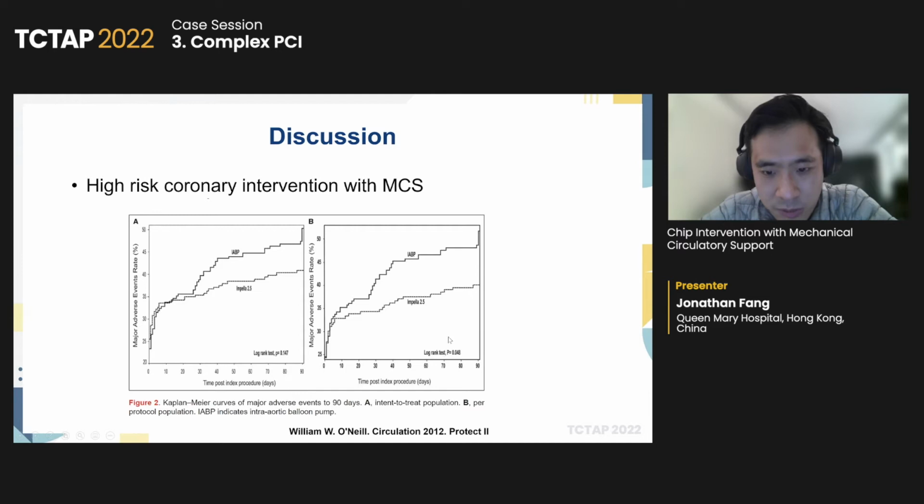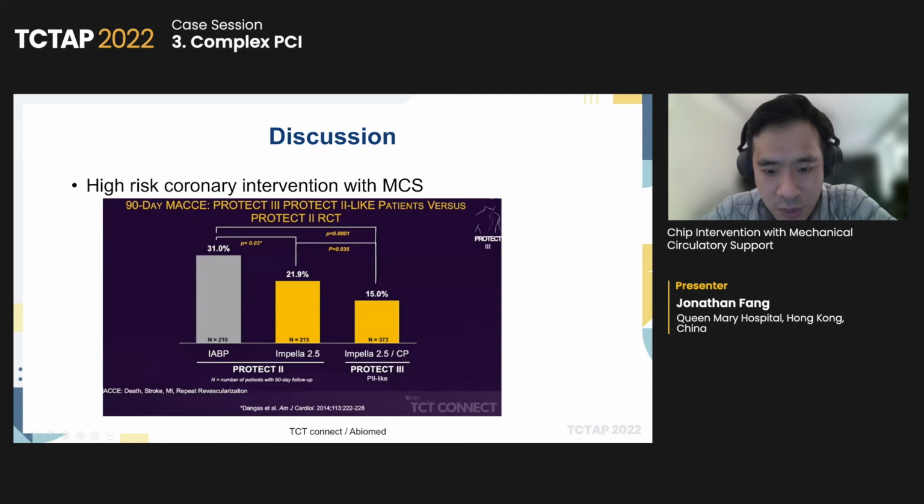And in PROTECT III, we show a further decrease in MACE in high-risk PCI supported by Impella with the 2.5 and CP Impella. So I think that's the end of my presentation.